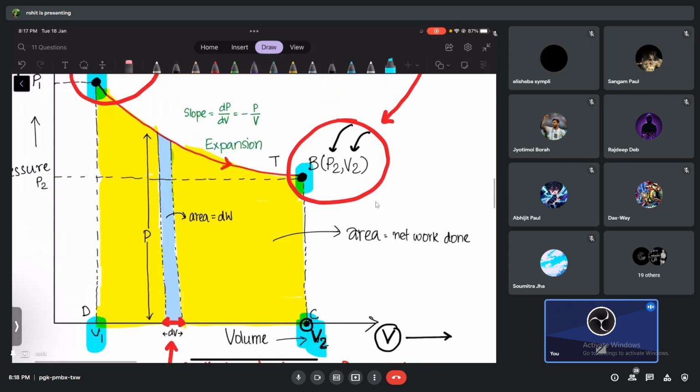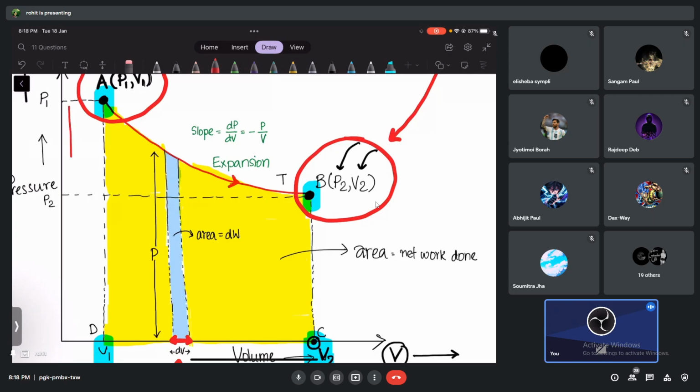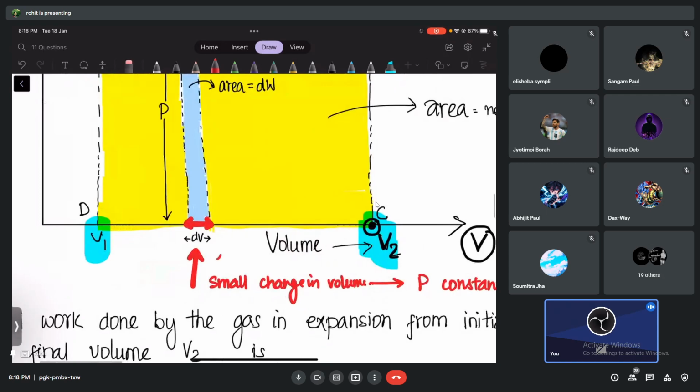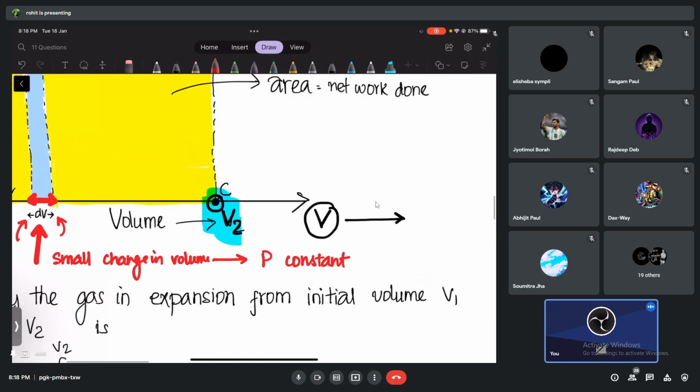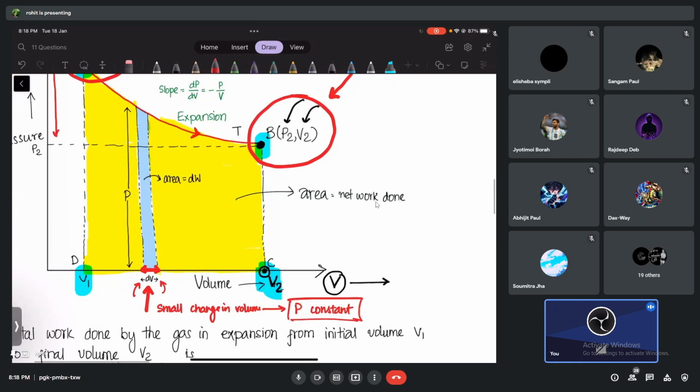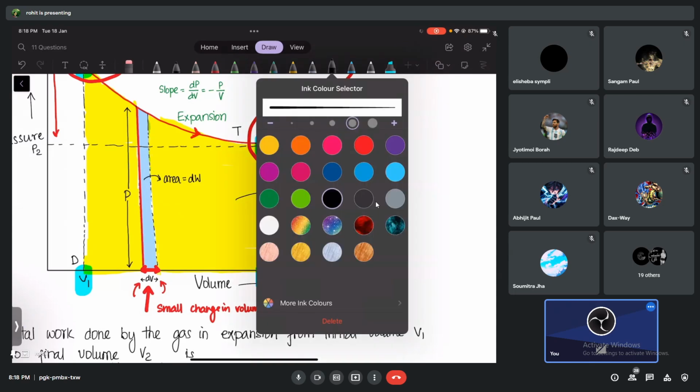I cannot do it from volume V1 to volume V2. Definitely the pressure is changing from P1 to P2 for volume V1 to V2. But for a very small change of volume, which is here right now, I can tell you that the pressure is constant. I can show you in the graph. What do I mean by that? Check this line here, this red line that I've drawn. Let me make it black.